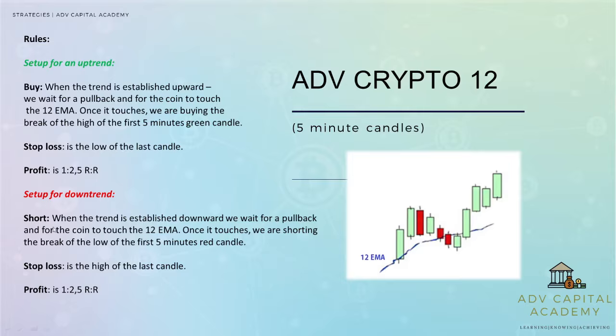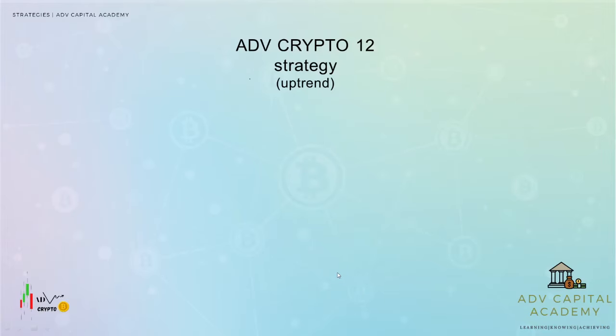For a downtrend, we short when the trend is established downward on the daily chart. Then on a 5-minute chart, we wait for a pullback and for the coin to touch the 12 EMA. Once it touches, we are shorting the break of the low of the first 5-minute red candle. Stop loss is the high of the last candle. Profit is 1 to 2.5 risk to reward.